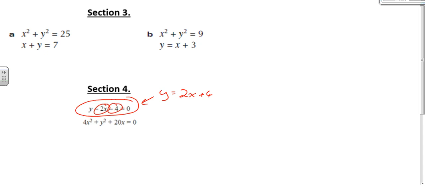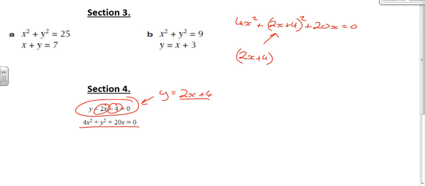Then once you've done that, same step again. So you write this one out, except instead of y, you're going to write it out as 2x plus 4. So we've got 4x squared plus 2x plus 4 squared plus 20x equals 0. And then we've got a bracket squared, so we need to simplify that. So 2x plus 4 times 2x plus 4.